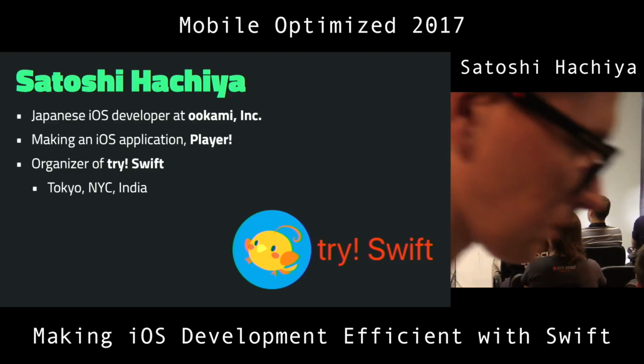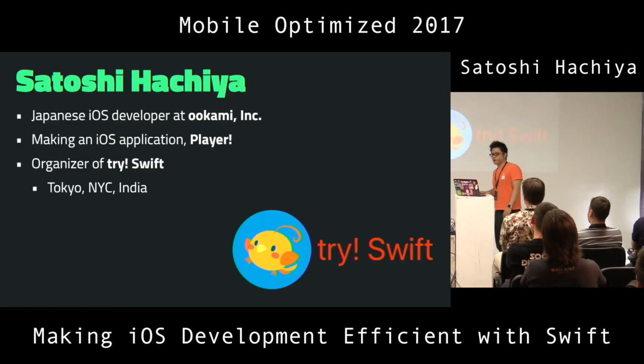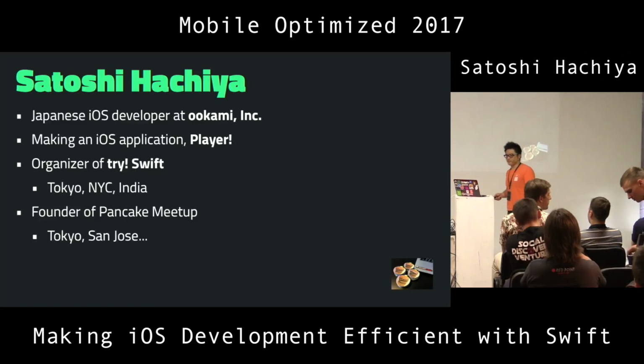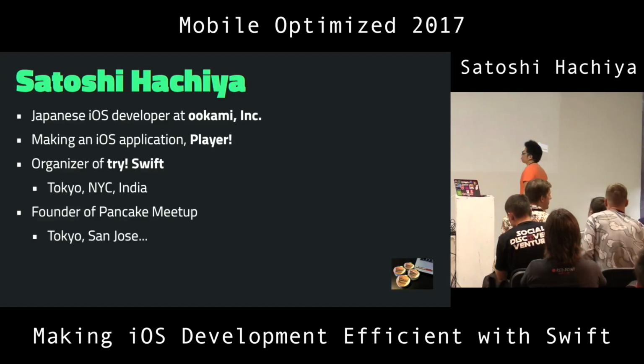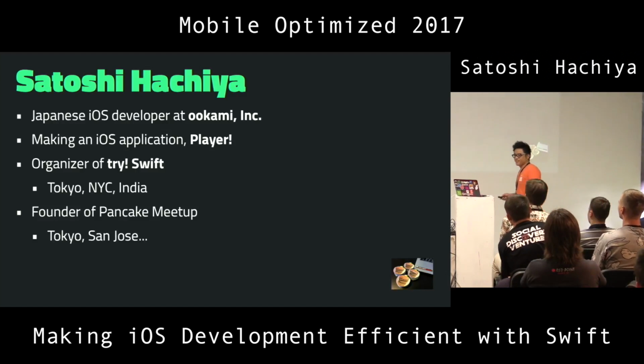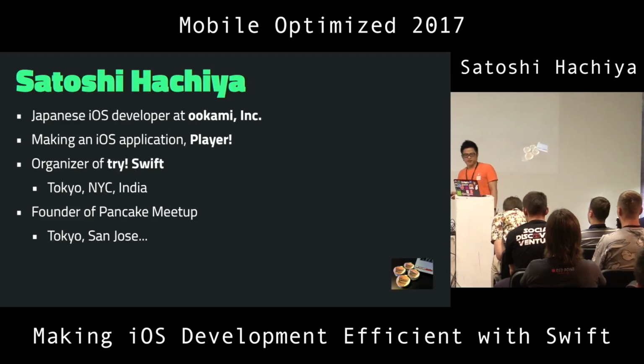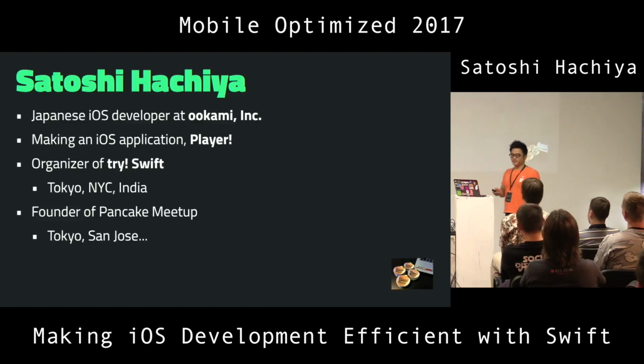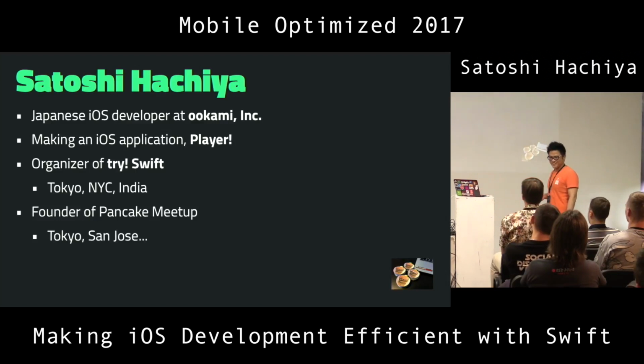And I'm an organizer of Try Swift. Try Swift is an international conference. It will take place in Tokyo, New York, and India. Also, I'm set to be a founder of Pancake Meetup. I had potato pancakes in Belarus, so I ate them yesterday at the hotel. It was so good.